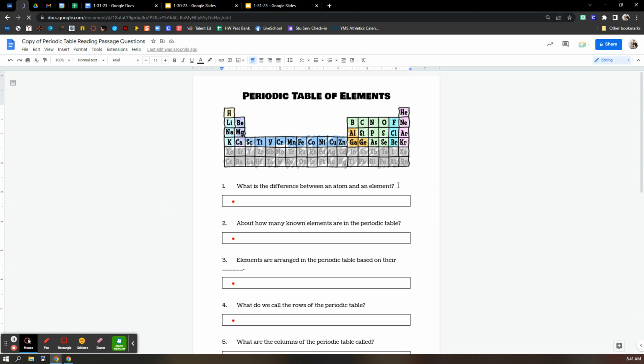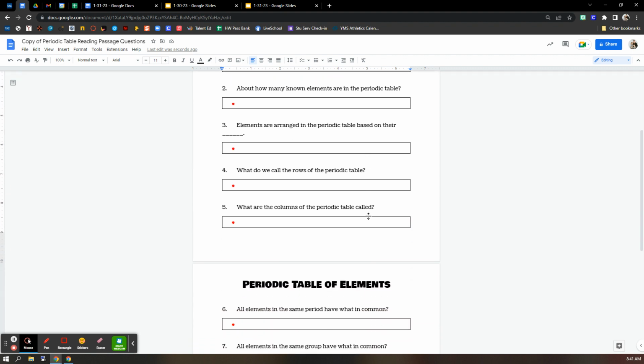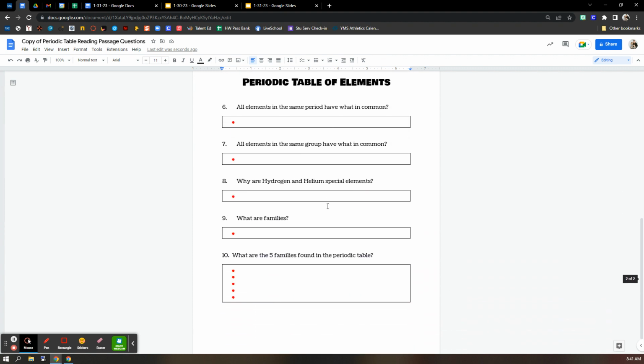It says, what is the difference between an atom and an element? About how many known elements are in the periodic table? Elements are arranged in the periodic table based on their blank. What do we call rows of the periodic table? What are the columns of the periodic table? All elements in the same period have what in common? All elements in the same group have what in common? Why are hydrogen and helium special elements? What are families? And what are the 5 families found in the periodic table? All of those can be found in your reading.